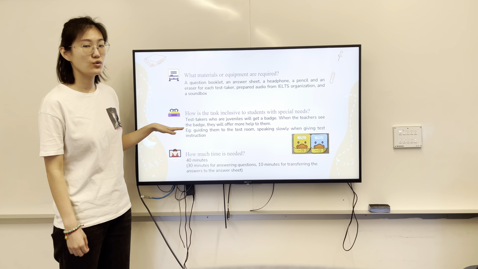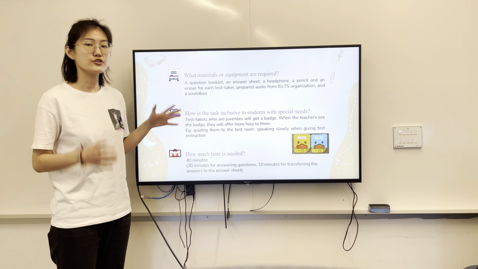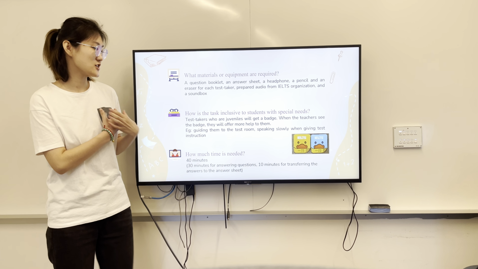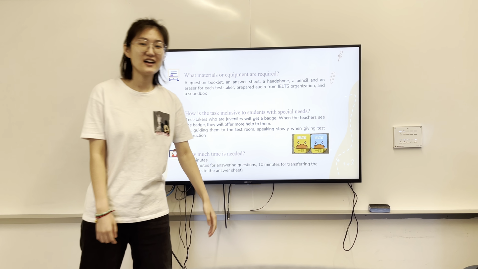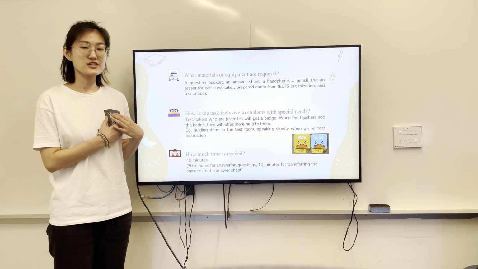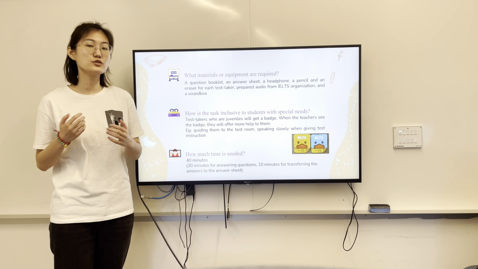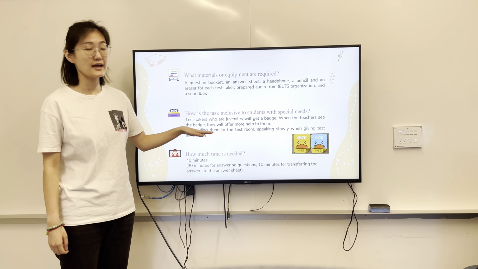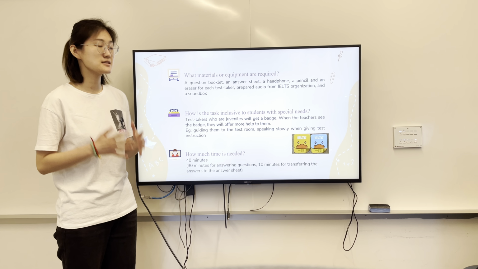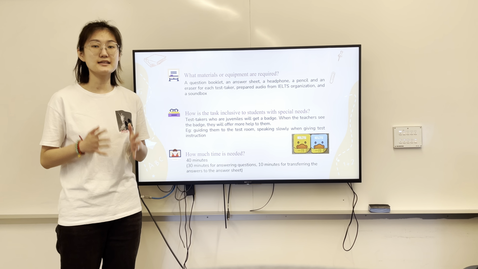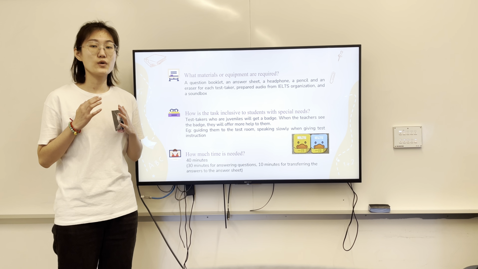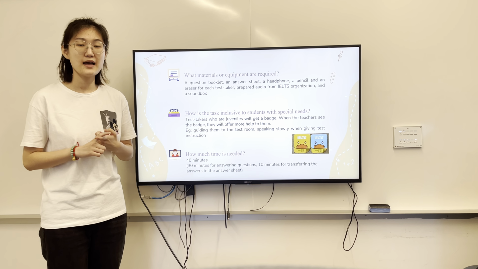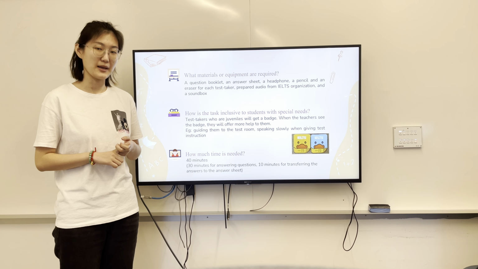The students who have special needs are usually juveniles. They will get a badge like this, a dark badge. When the teacher sees the badge, they will offer more help to them. For example, they will guide them to the test room. They will speak slowly when giving test instructions, and they will remind them not to forget to write down their name and passport number on the paper.